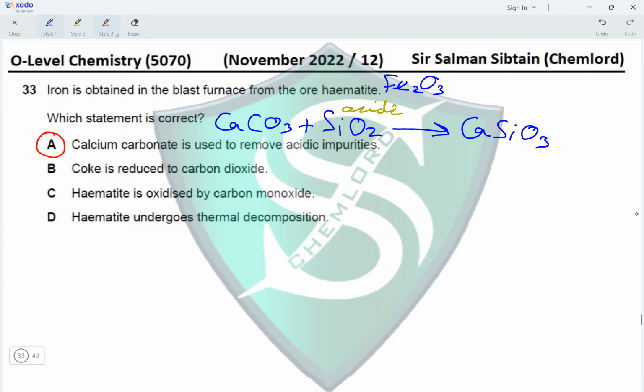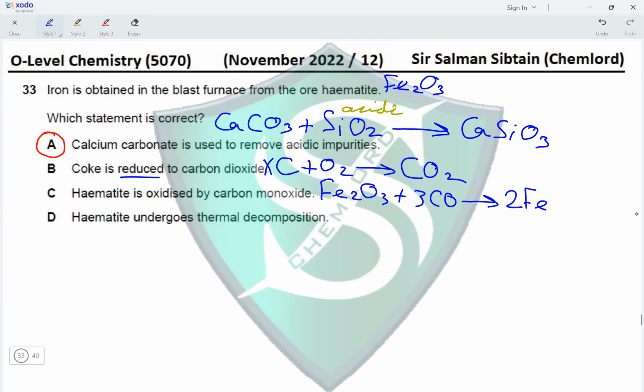Let's look at the other options as well. Option B, coke is reduced to carbon dioxide. No. Coke is carbon, and on reaction with oxygen it is oxidized to carbon dioxide, not reduced. So this statement is wrong. Hematite is oxidized by carbon monoxide. Hematite, Fe2O3, reacts with 3 moles of carbon monoxide. It is converted into iron, which means it is reduced because the iron 3 positive ion is converted into iron metal, and we have 3 moles of CO2 being produced. So the word oxidize here makes this option incorrect.